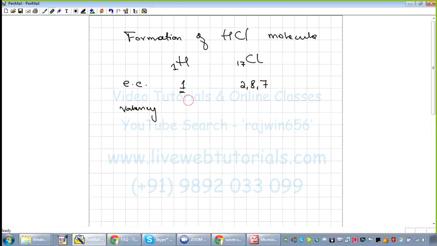Hydrogen will be sharing one of its electrons to make a duplet state. Here also there is a shortage of 1 electron to make 8 electrons in the outermost orbit. So here also 1 electron will be shared by the chlorine atom from the outermost orbit. This is going to make an octet state.